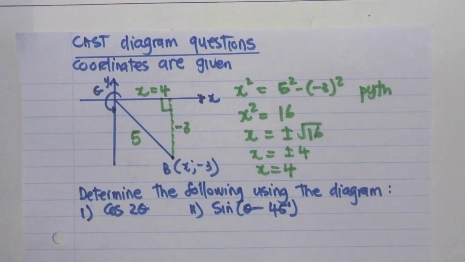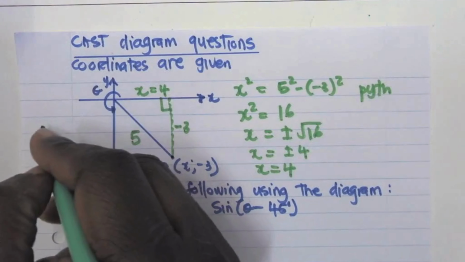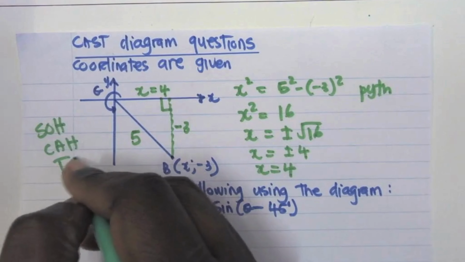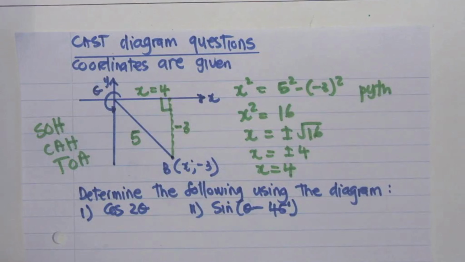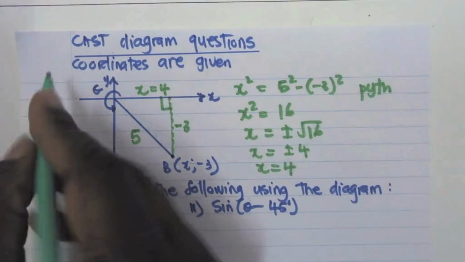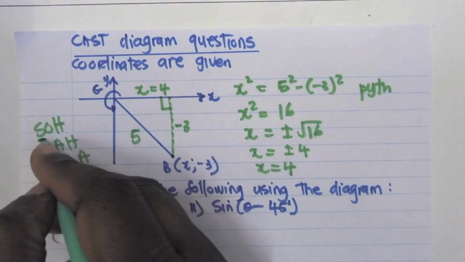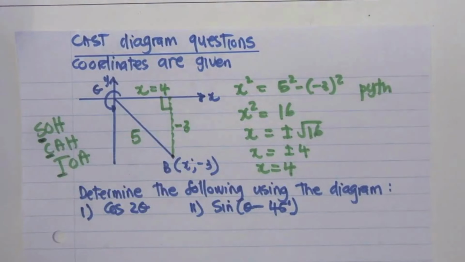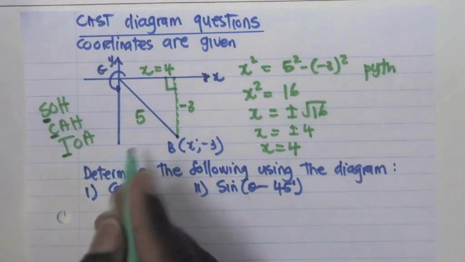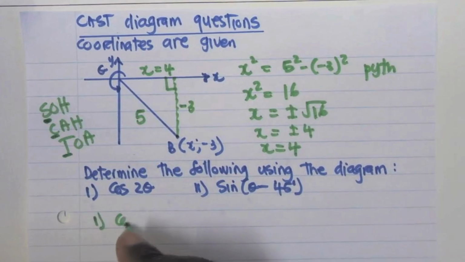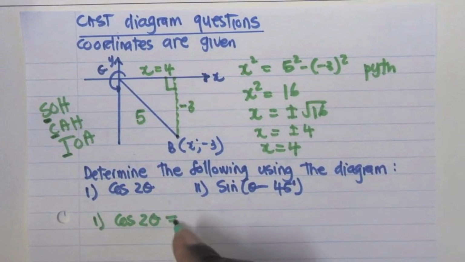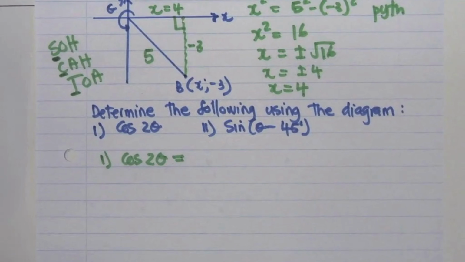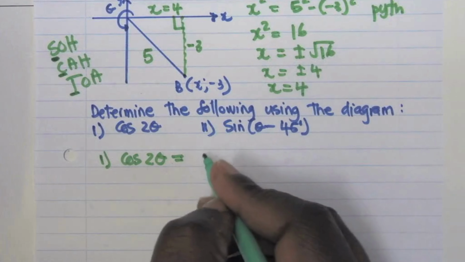After doing that, my next step will be to write down these abbreviations, and they are going to help me to answer the following questions. This is going to give me the ratio for sine, the ratio for cos, and then the ratio for tan. In number 1, I'm given cos 2 theta, so I must write down an identity for cos 2 theta. And cos 2 theta has got 3 identities. I'm going to choose the first one.